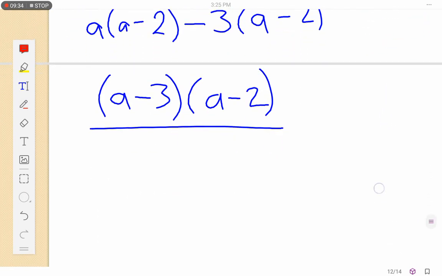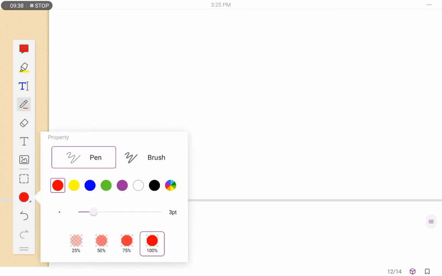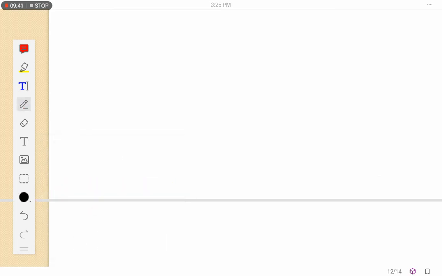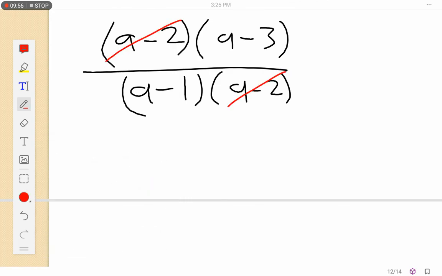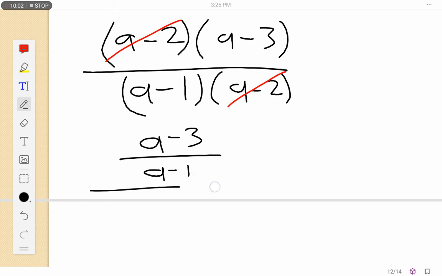I can now rewrite my fraction as a minus 2 by a minus 3 over a minus 1 by a minus 2. Okay, and I can simplify this one and this one, they cancel off each other, and I'll remain with a minus 3 over a minus 1 as the final answer. Okay, so that's how you do that question.